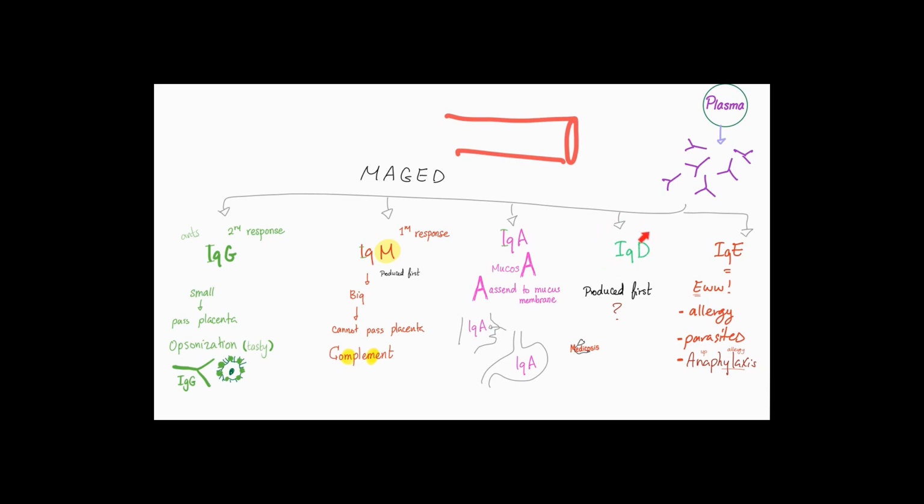Next, IgD. No one really knows what's the function of IgD. We have some theories, but no one knows so far. IgE, just remember, ew, allergies, ew, parasites, ew, anaphylaxis, ew. Ana means up, phylaxis means allergy. Up the allergy, up the ante. Oh, we're getting crazy here.